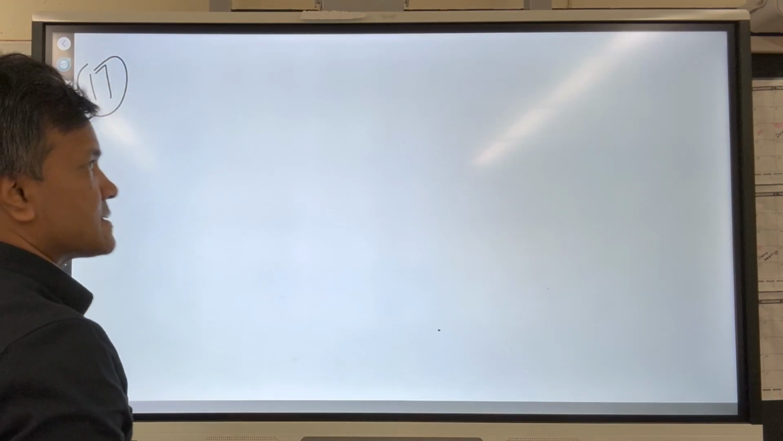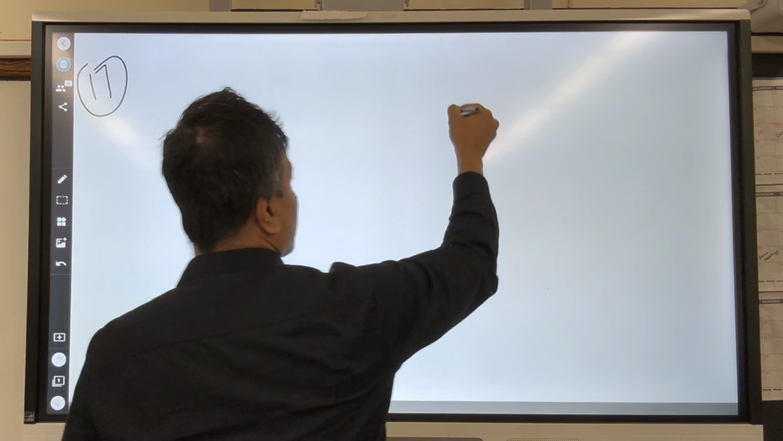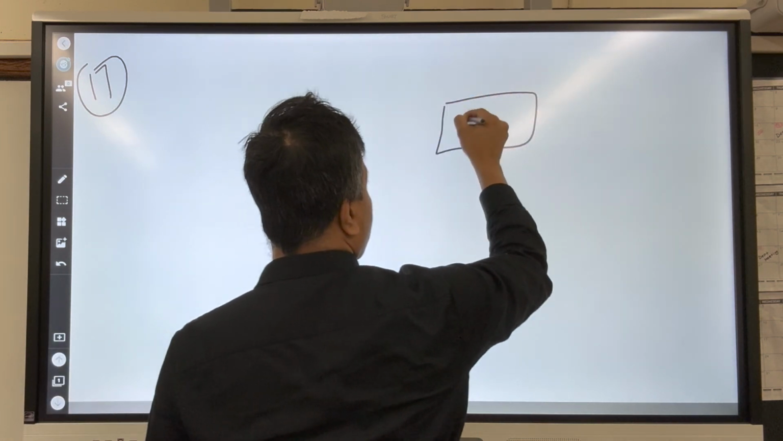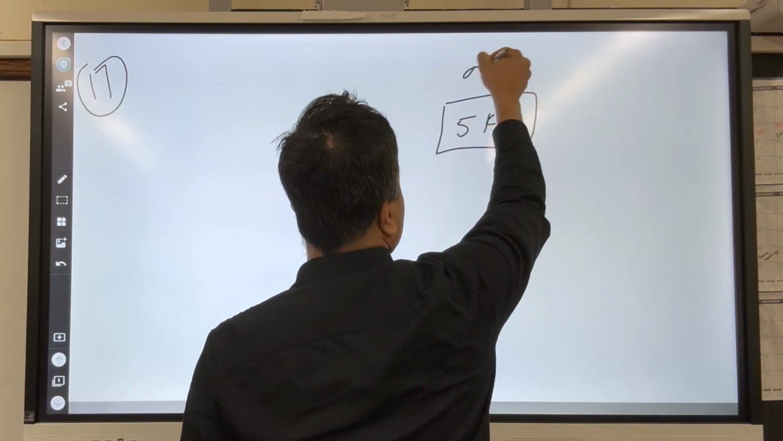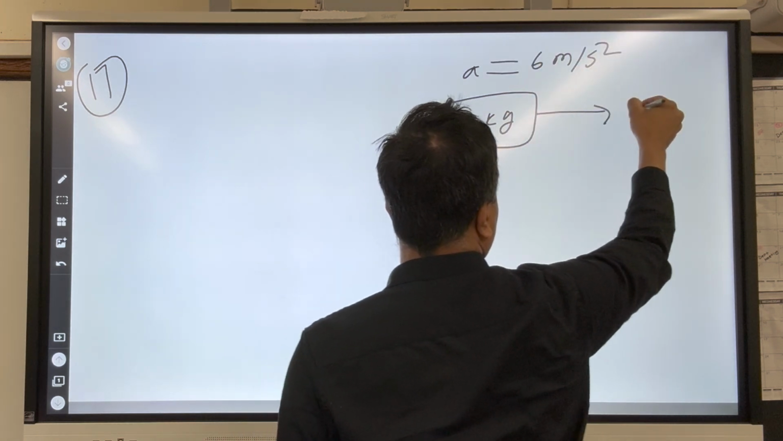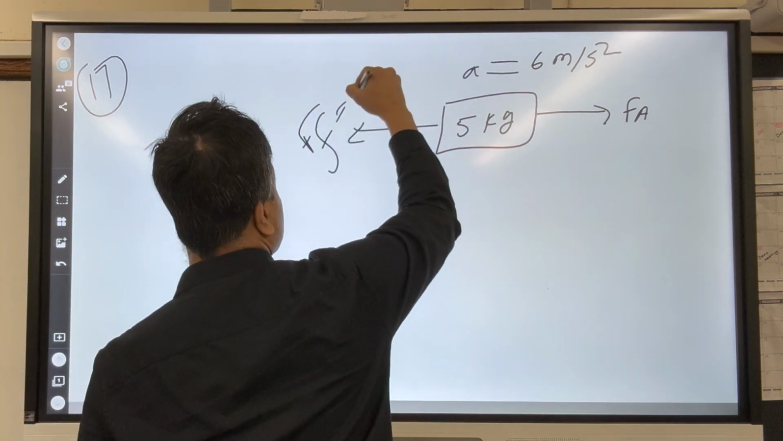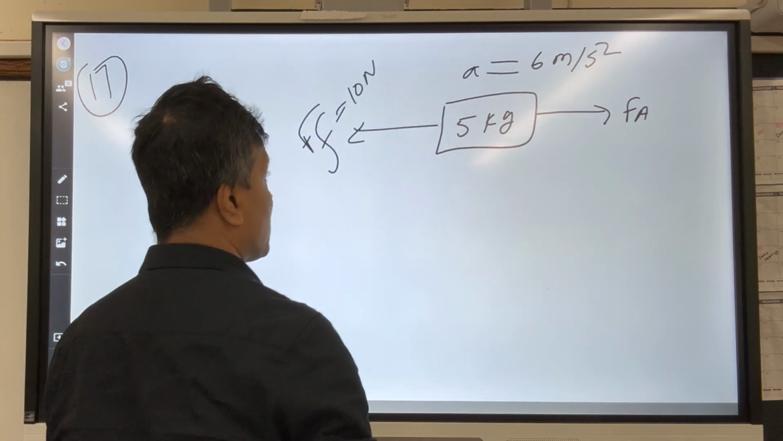Question 17 is Newton's second law, of course. Okay, so now I have a 5 kilogram object. Acceleration is 6 meter per second squared. Applied force and force of friction. Friction is 10 Newton. I want to find the applied force.